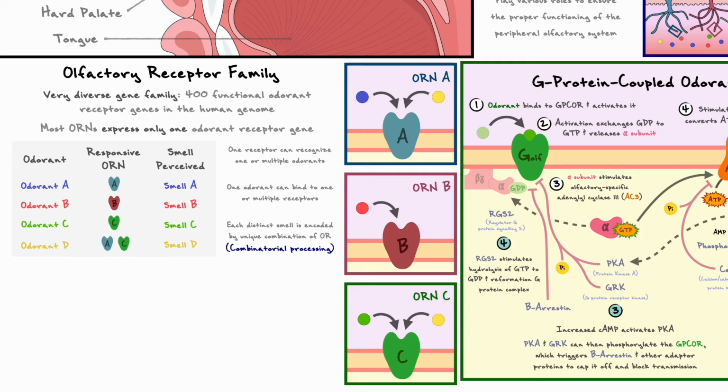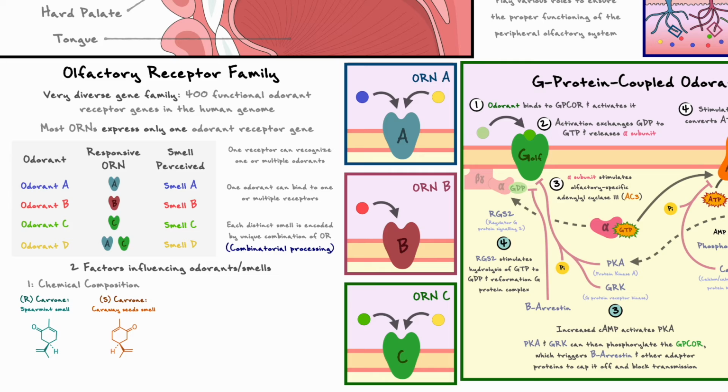Now, tied to this idea of combinatorial processing, I also want to talk about two factors that influence the processing of odorants. The first factor is obviously the chemical composition of the odorant. A subtle and often utilized example to showcase this property is the difference in smell between two enantiomers, R and S carvone.